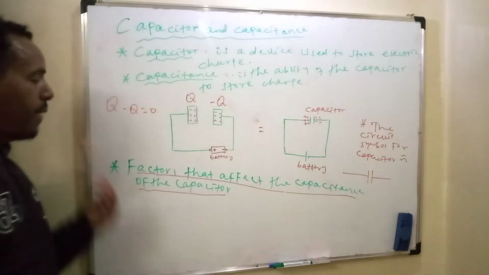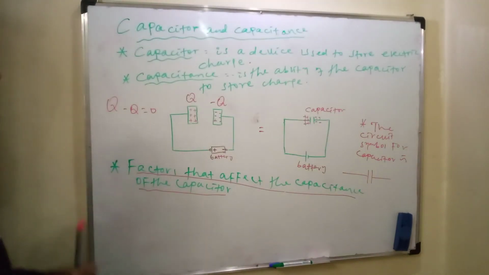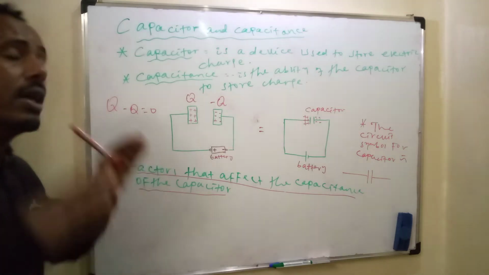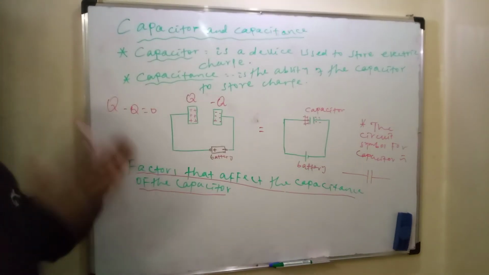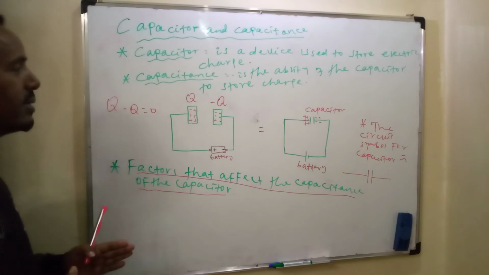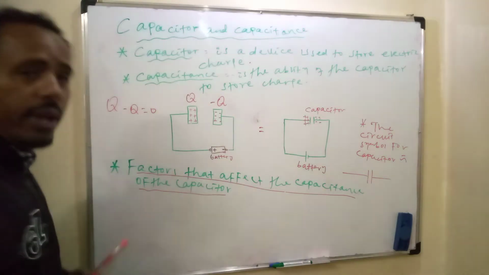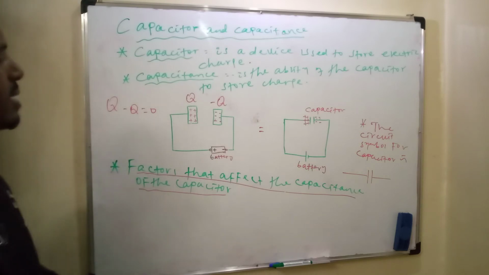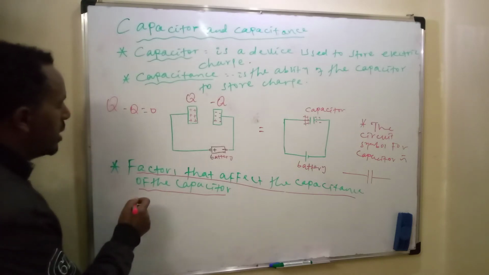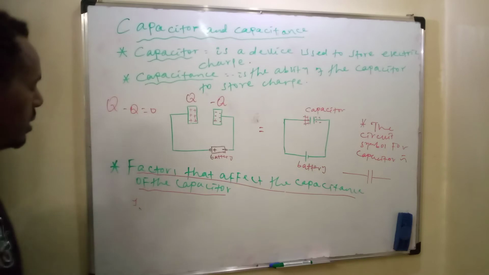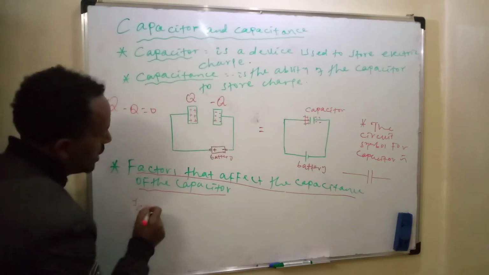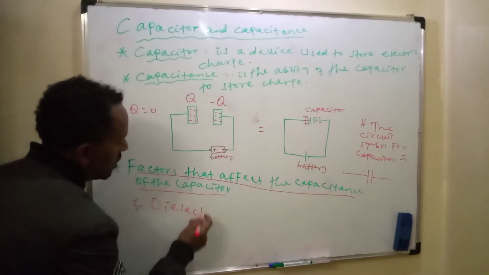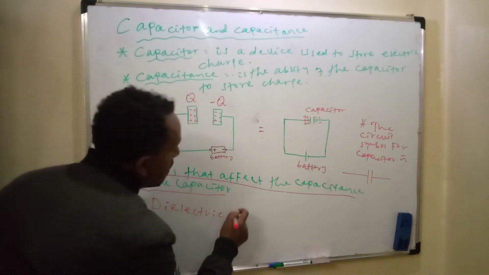Now, factors affecting the capacitance of the capacitor. Factors affecting capacitance means the ability of the plates may be affected due to certain factors. The first factor is dielectric materials.